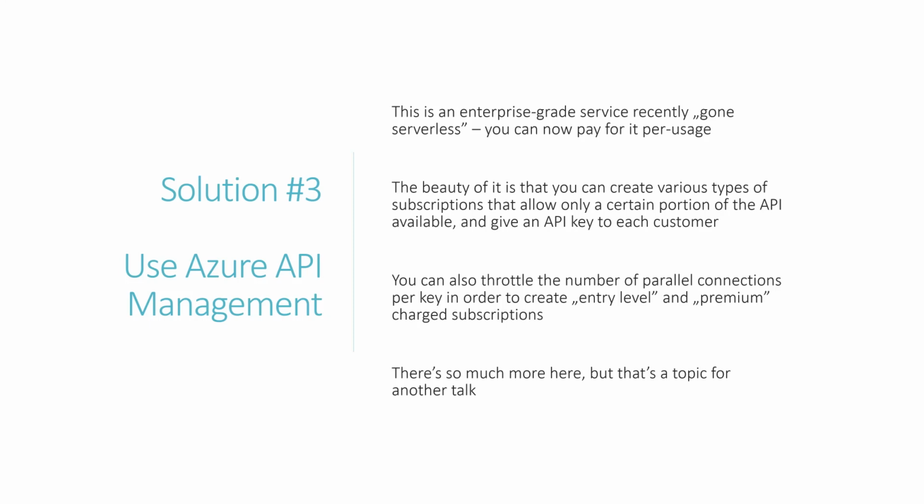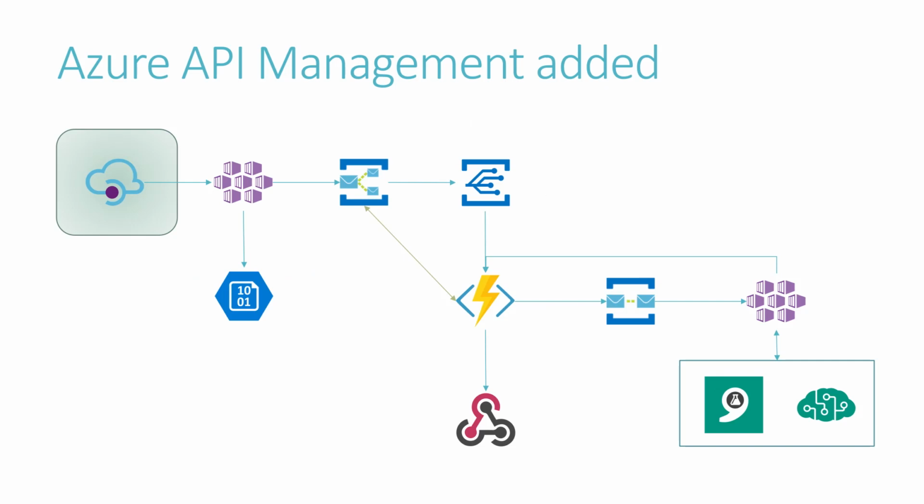And the beauty of it is that you can create various subscriptions and throttle the parallel calls, meaning that you can create an entry-level subscription that you charge, for example, $50 per month, and then a premium one which you charge $500 per month because you give them unlimited parallel calls. So let's place the API Management at the front end.